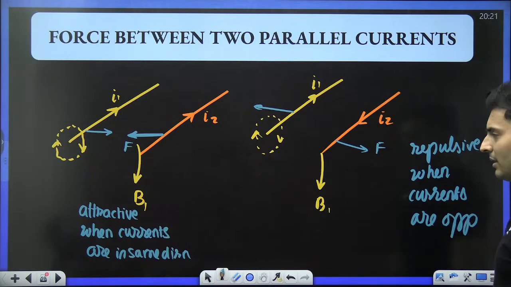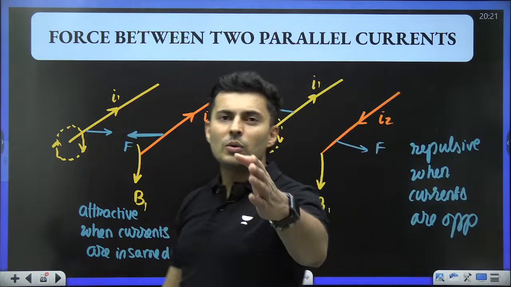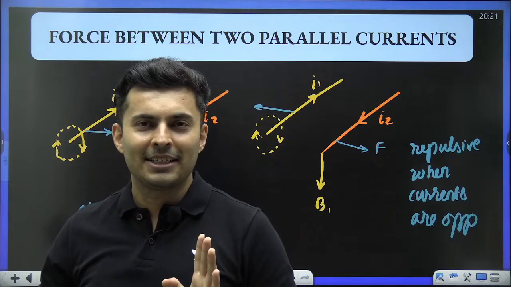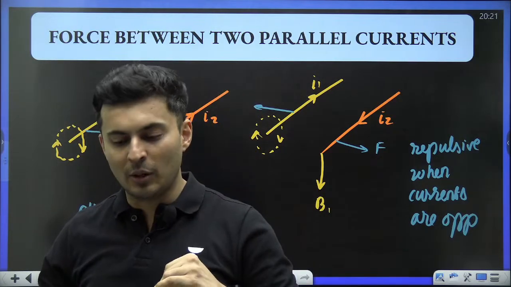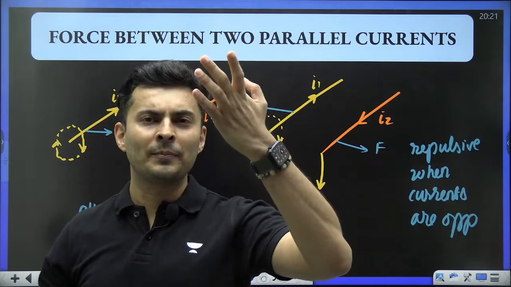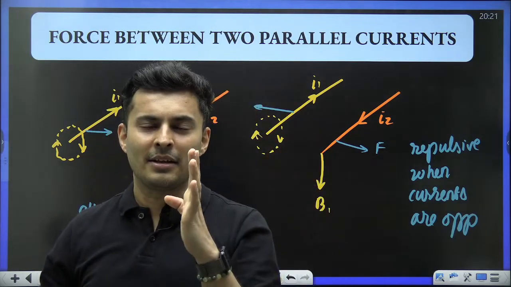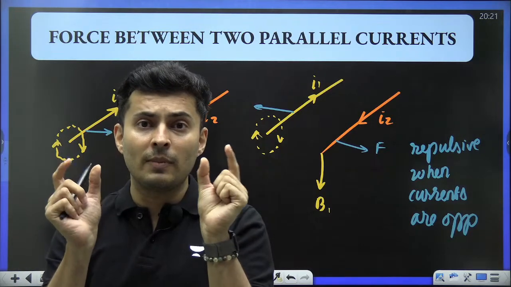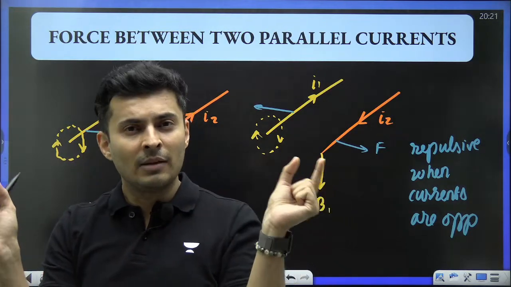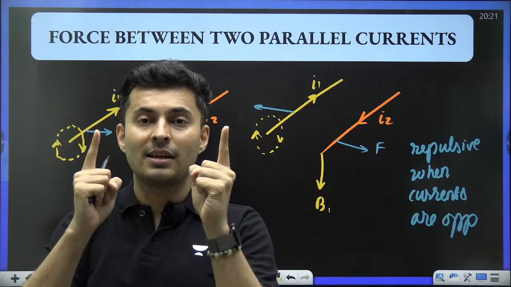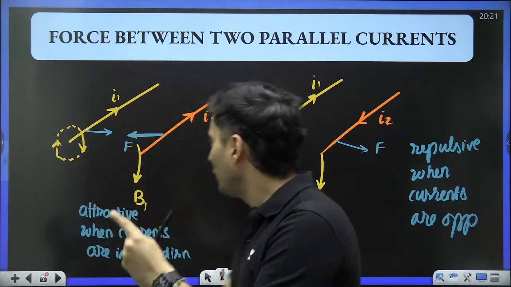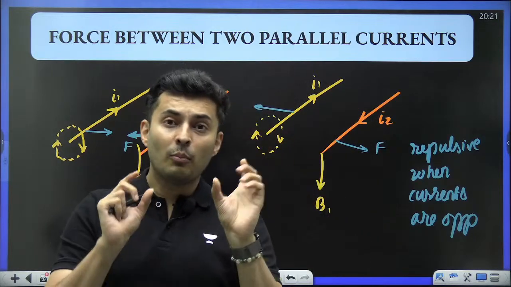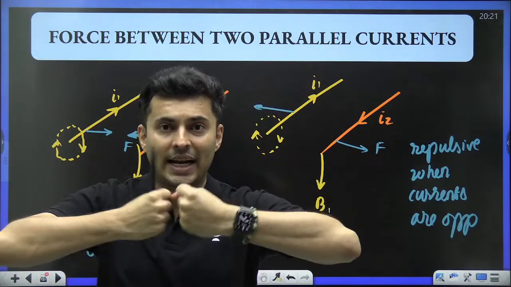How to remember it? I told you electricity and magnetism are opposite but also similar. If something is there on the top, it is there below. If something is there below, it is on the top. Formulas look very similar. In electricity, two like charges, positive, positive, will repel, right? In magnetism, two similar currents will not repel, they will attract. In electricity, positive, negative will attract.